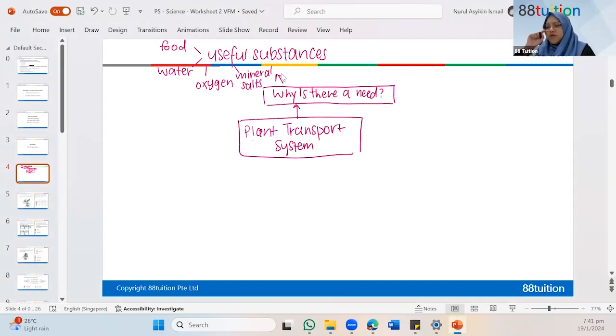They need to go from one part of the plant to another part of the plant for important processes to take place. However, none of you tell me that there's actually something like the opposite of useful substances. Anyone in the chat can tell me what is the opposite of useful substances? Anyone? Someone contribute something? Joel, drop it.